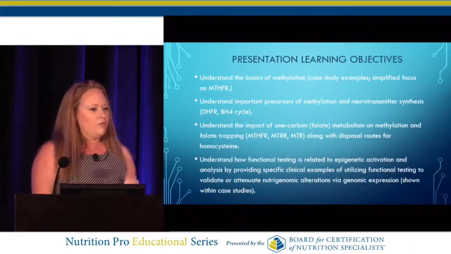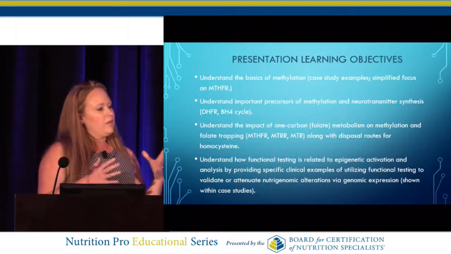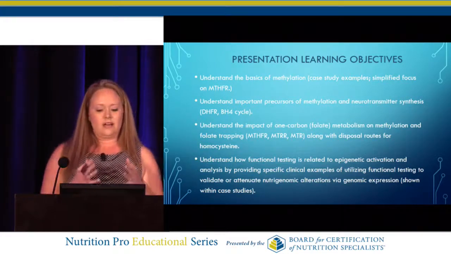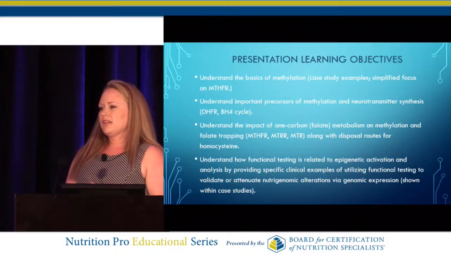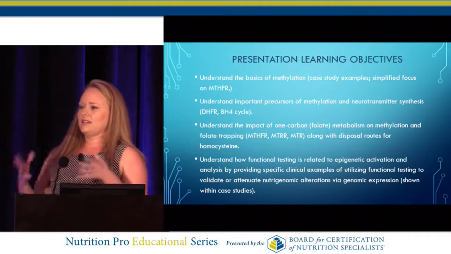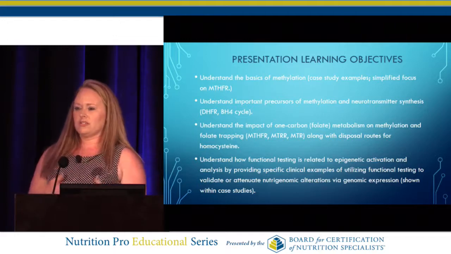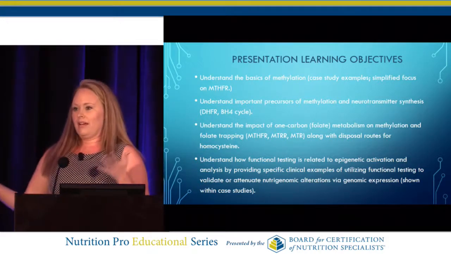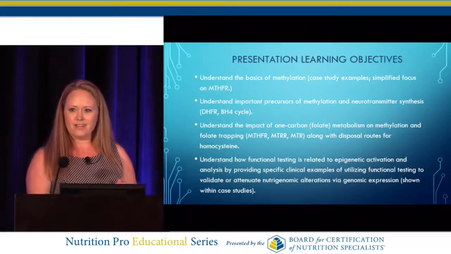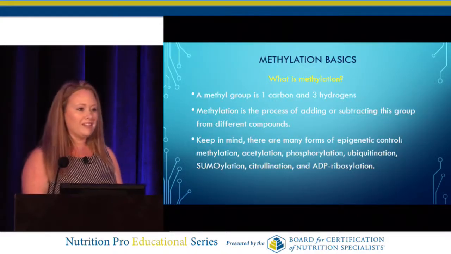We're basically going to go over methylation, folate trapping, neurotransmitter synthesis, homocysteine catabolism. We basically want you to understand that functional testing is incorporated into these genomic SNPs. So we don't just look at a SNP and say, hey, they have this, and therefore X is going to happen. So we're going to jump right into what is methylation.